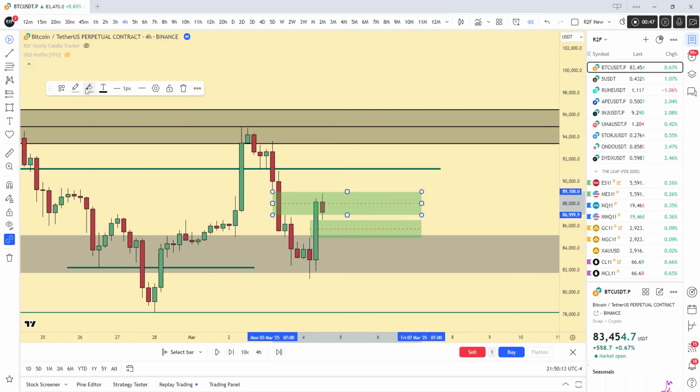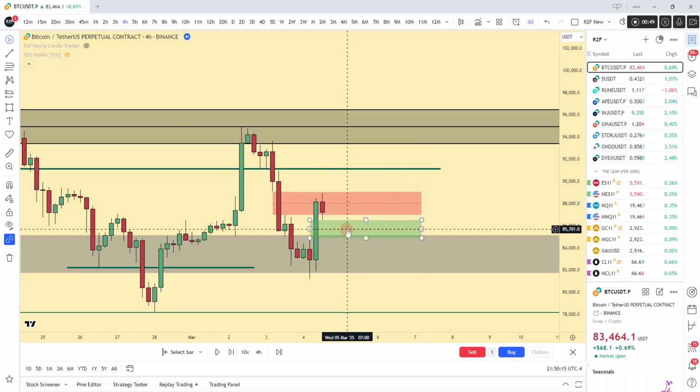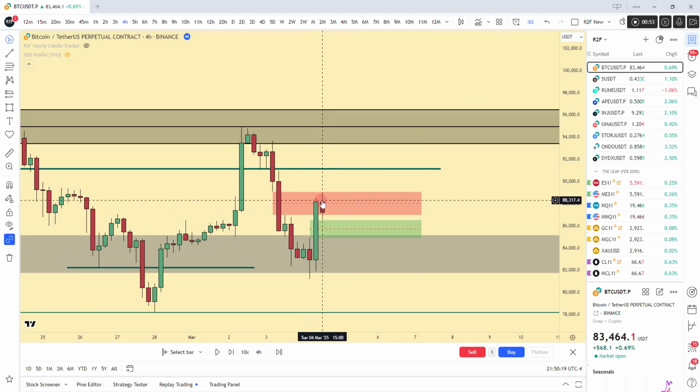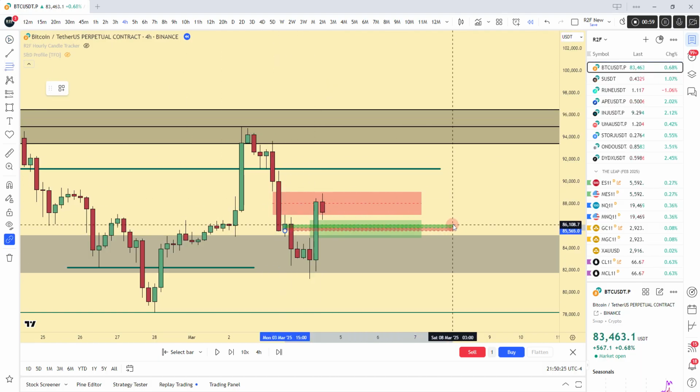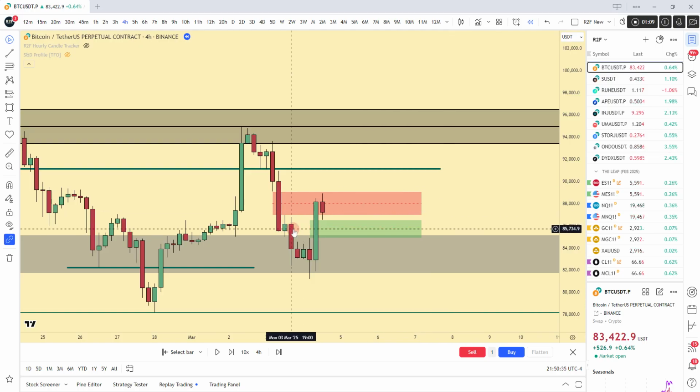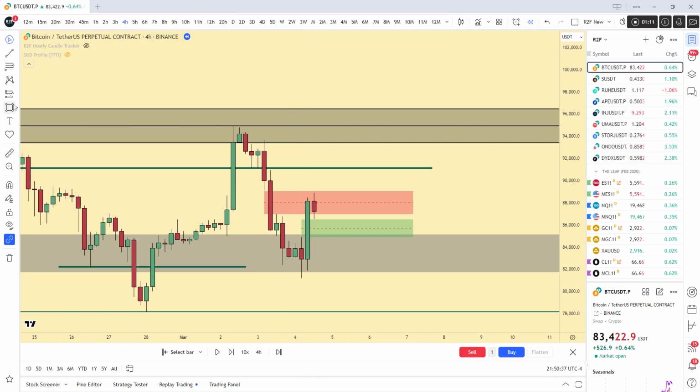So we have the SIBI here, and we have a BISI here. The thing is, I'm not looking for a short here yet because we have this. This is a structural reclaimed order block, right? Sometimes I call it a breaker, but I guess you would call it a reclaimed order block. And it looks quite nice.